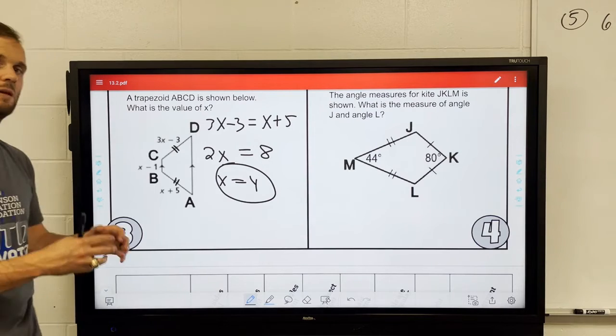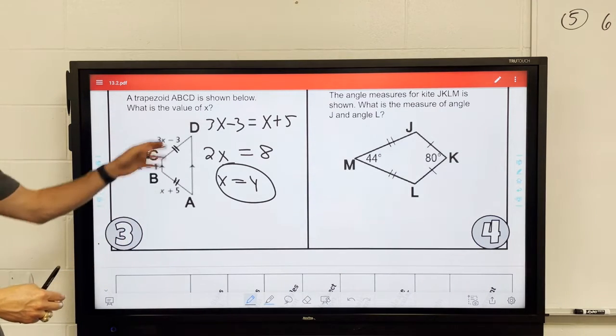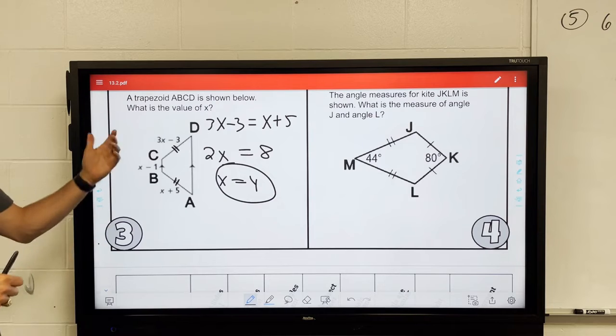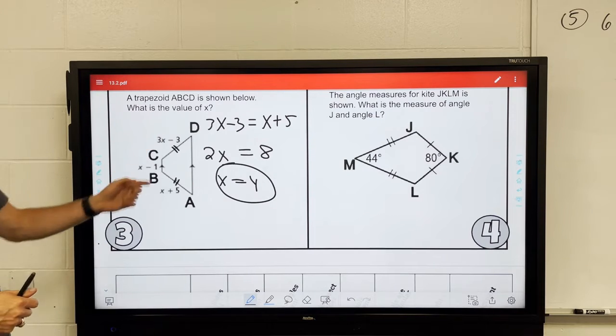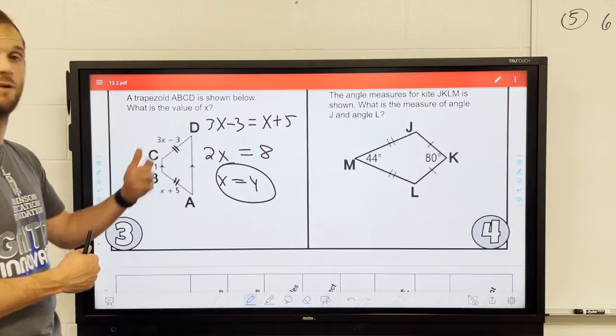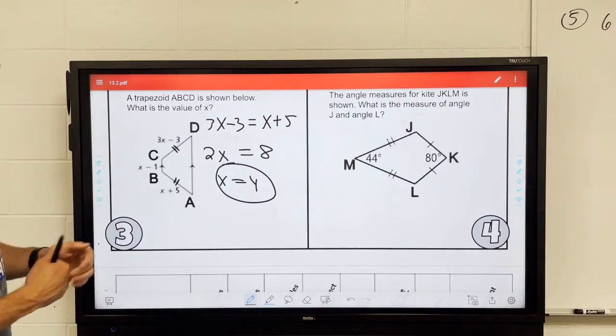Remember, I just used the information of an isosceles trapezoid, meaning those two sides are congruent to each other. Now, if it wanted me to find the actual side, I would plug that back in for X and solve the equation to get the value of the side. Now let's look at my next one here.